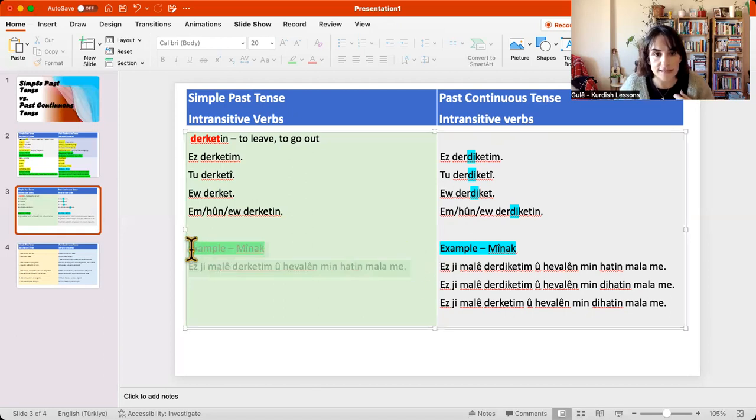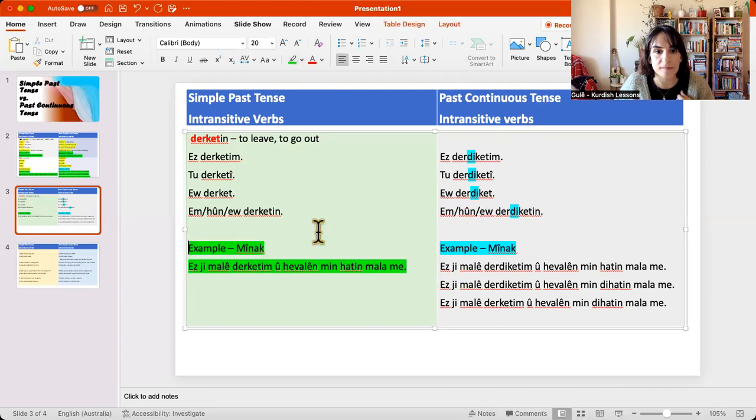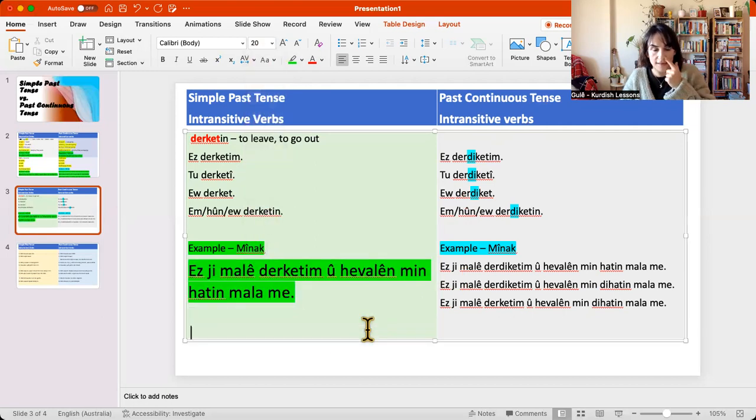Now let's have a look at these examples. So I left the house and my friends came to our place. So probably the speaker, the person, was outside of the house, maybe in the garden, in the street. I left the house and my friends came to our place, our home.